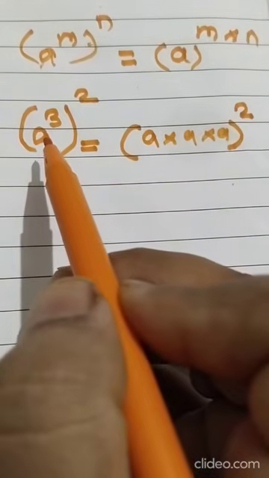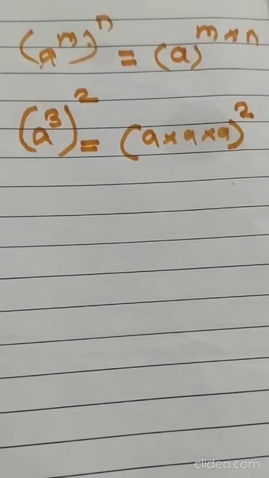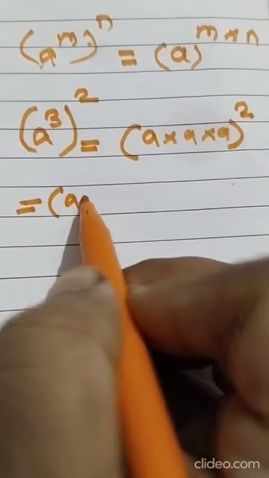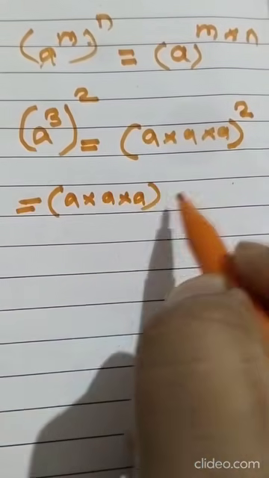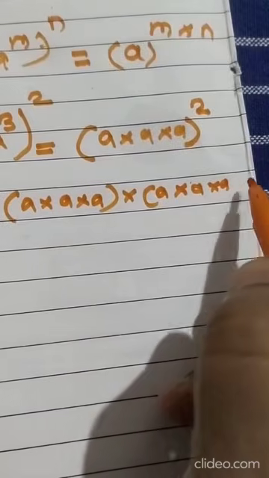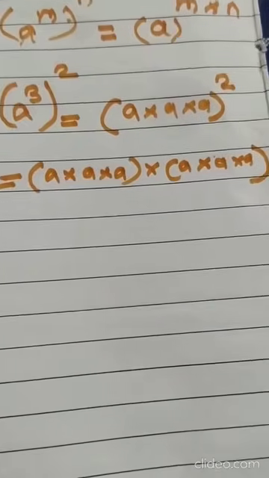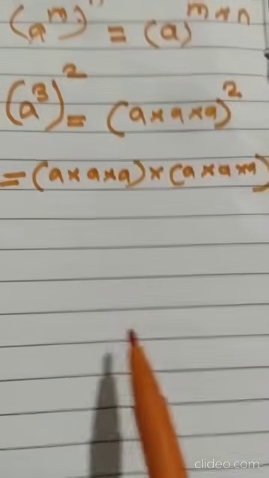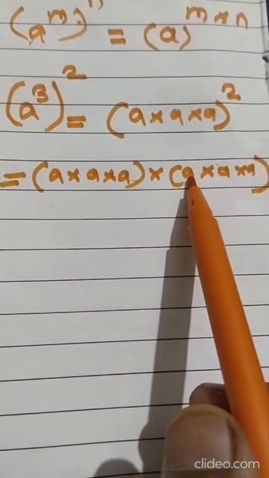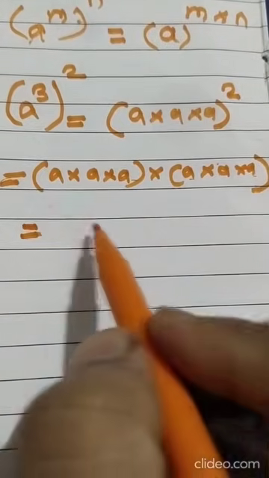What we have done? A cubed, we have written it as a times a times a. Now this can also be rewritten as a times a times a multiplied by itself twice because it is a square. So when a power is raised twice, we multiply the expression 2 times. If we see this, we can say that it is a multiplied by a multiplied by a multiplied by a multiplied by a and a. This is the same as a multiplied by itself 6 number of times.